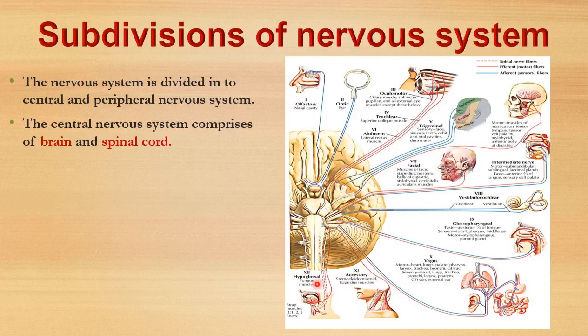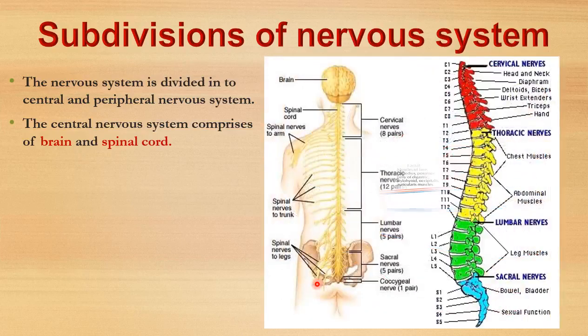Now the peripheral nervous system serves as a bridge between your brain, or the central nervous system, and the external environment. Not only the external environment but also a bridge to the internal environment.